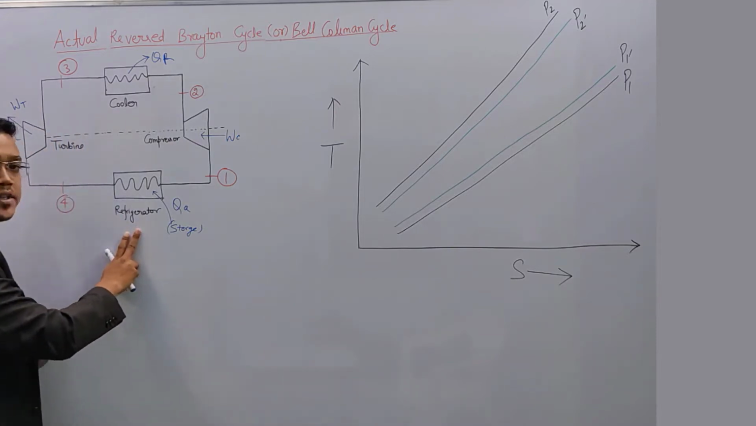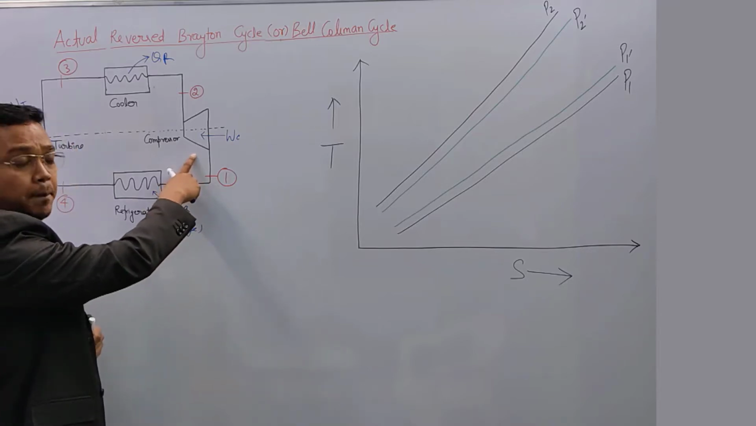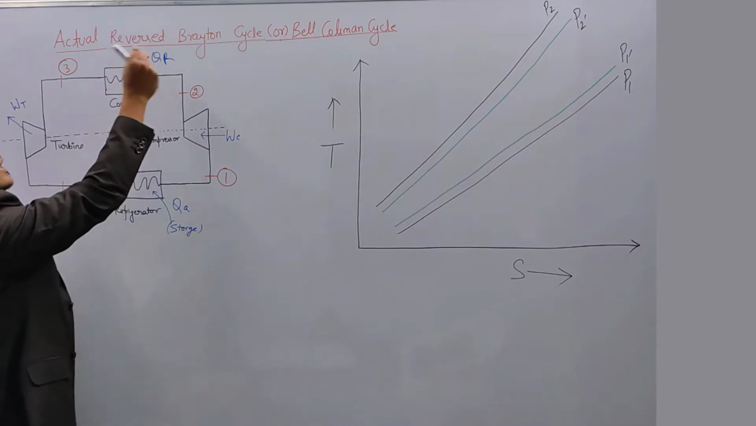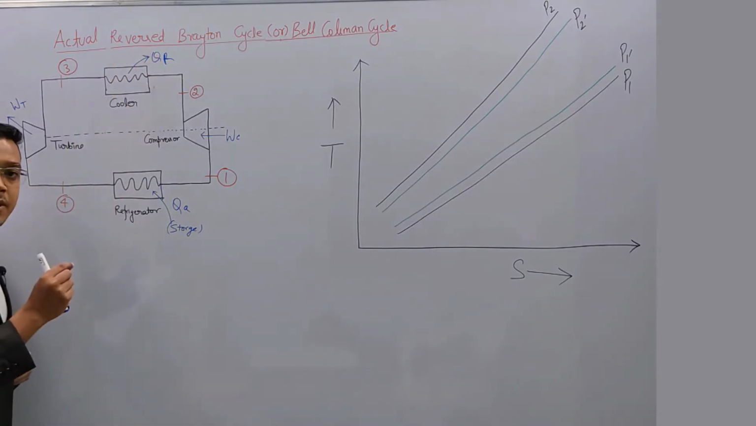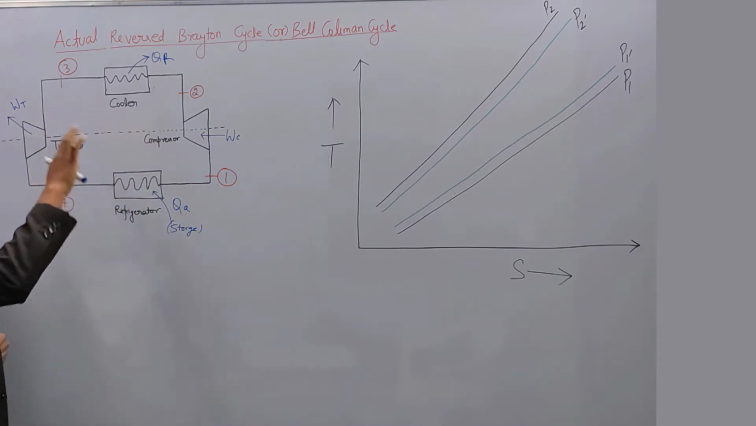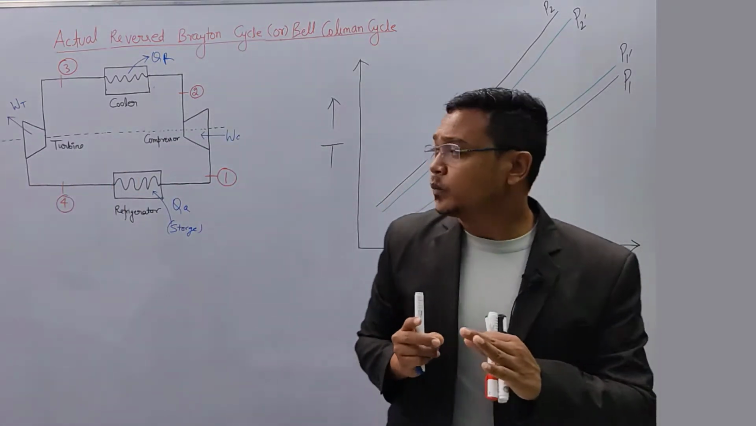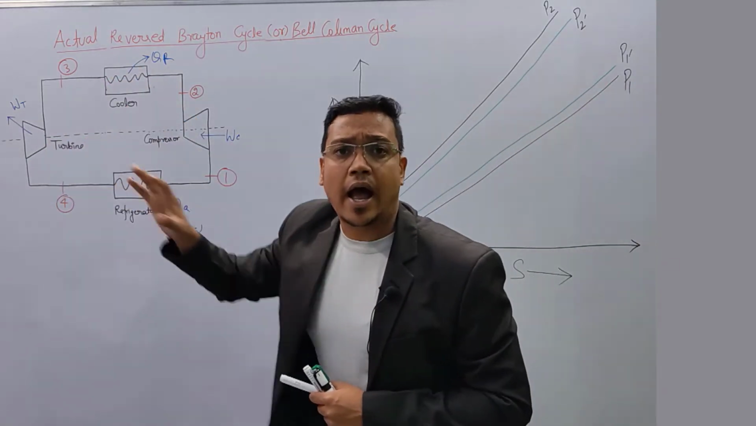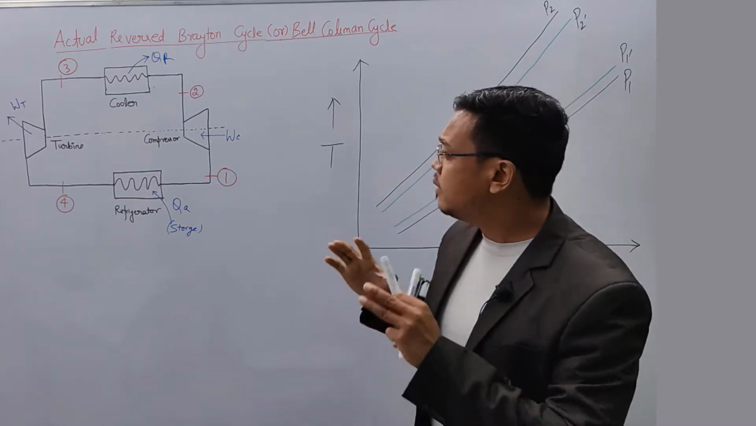In the refrigerator, constant pressure heat addition. In the compressor, isentropic compression process. In the cooler, constant pressure heat rejection process. In the turbine, isentropic expansion process. Okay, in this system all four processes were happening. Now all these processes were ideal processes, all were reversible processes.